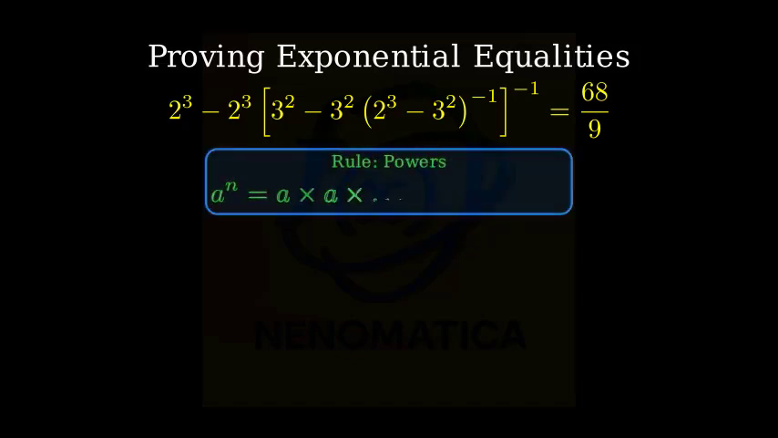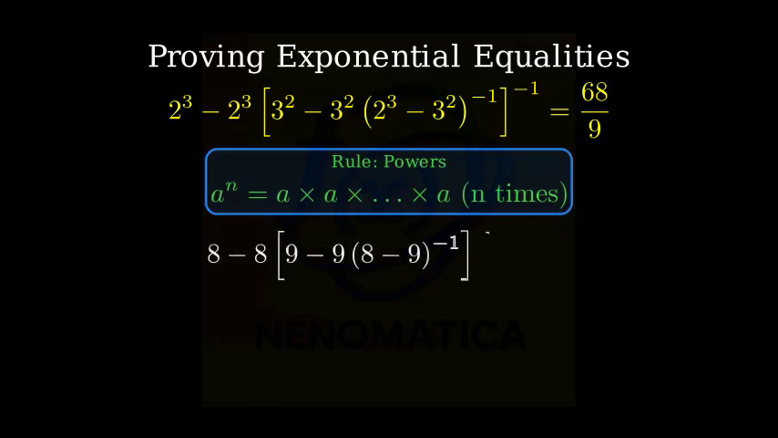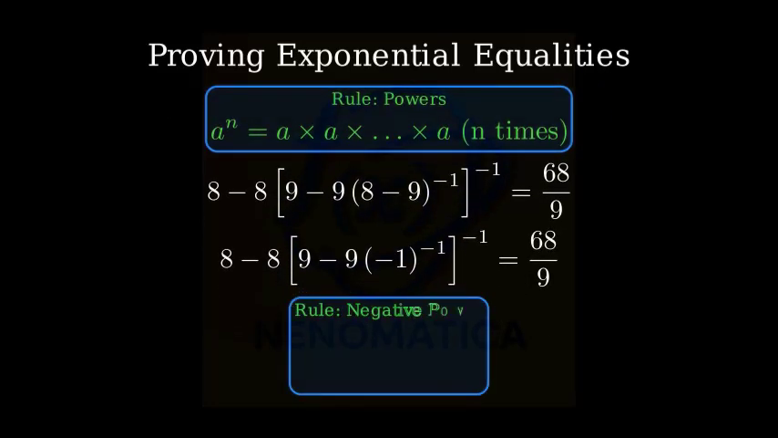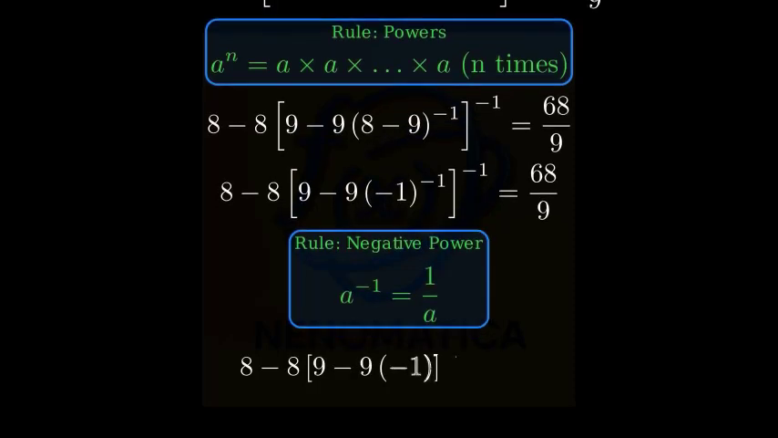Let's start by evaluating the basic powers in our expression. 2 to the power of 3 equals 8, and 3 squared equals 9. Now let's evaluate 8 minus 9 inside the innermost bracket. This gives us negative 1. Next, we find negative 1 to the power of negative 1. When we raise a number to the power of negative 1, we're finding its reciprocal. So negative 1 to the power of negative 1 equals negative 1.